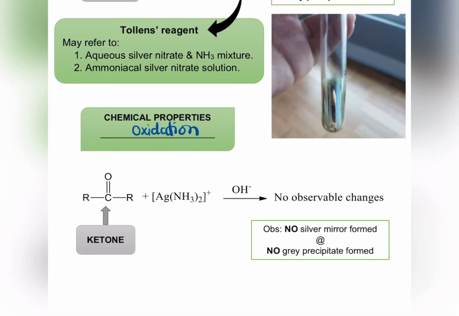So how do you write the equation for ketone? You still can write it down by using the Tollens reagent, but at the product side, just put no observable changes, and for your observation, there is no silver mirror formed or no gray precipitate formed. Same case as before for the negative result.